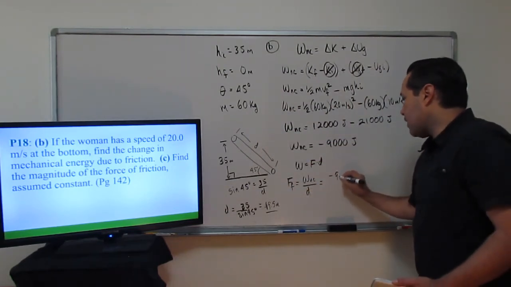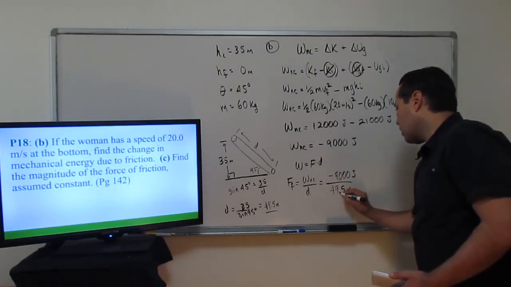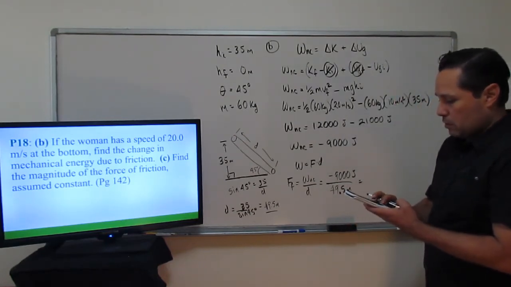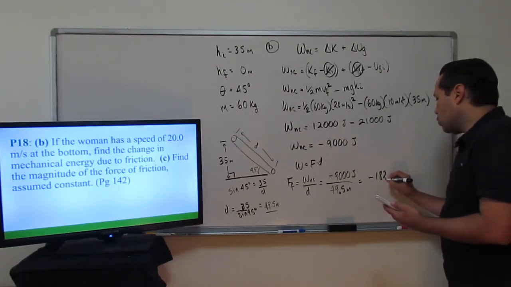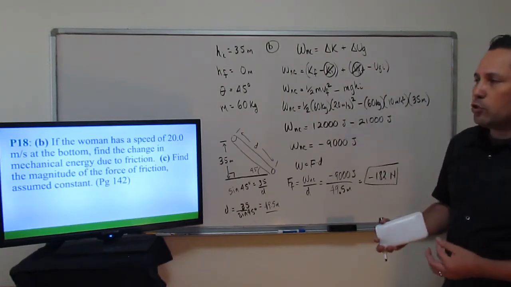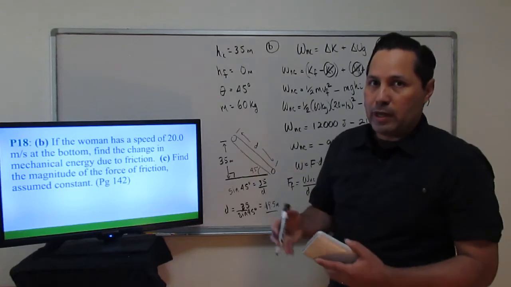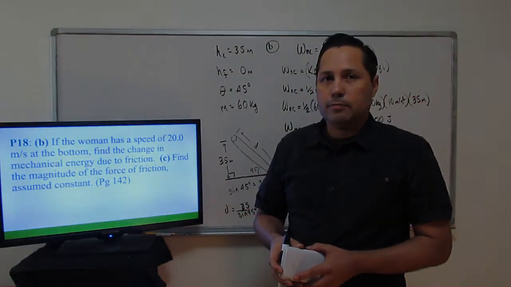So it's going to be 9,000 joules divided by 49.5 meters. That's going to give us the friction, which, rounded off slightly, is 182 newtons of force that friction did on the woman from top to bottom of the slide to slow her down a little bit. That takes care of problem number 18.